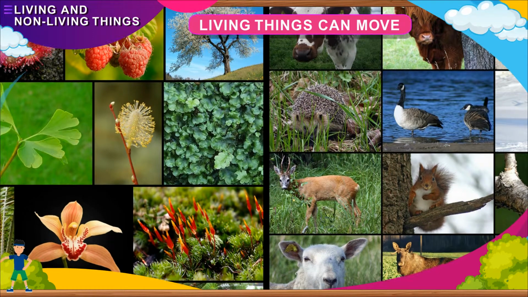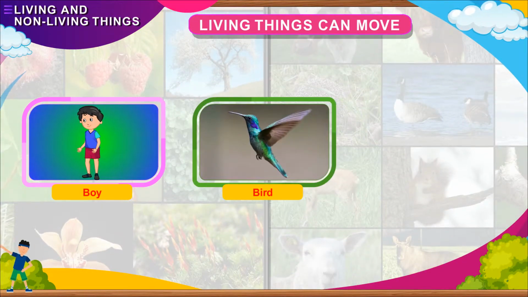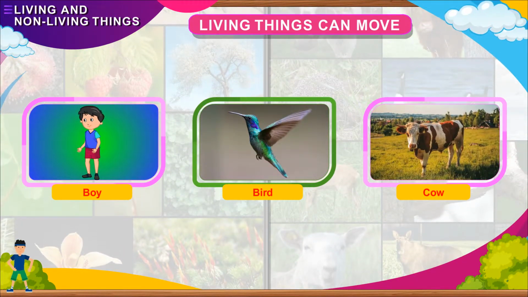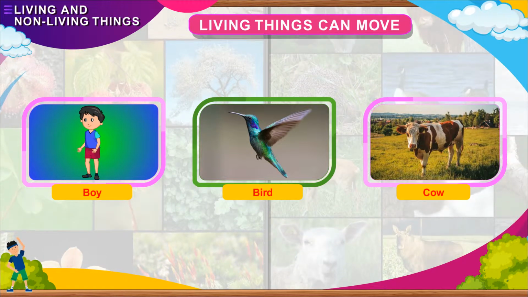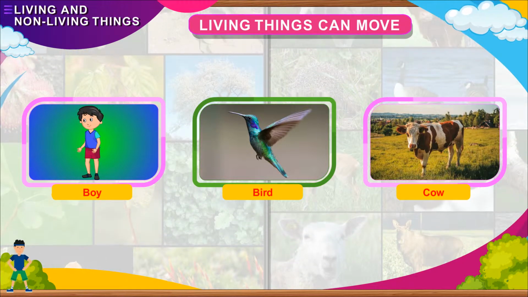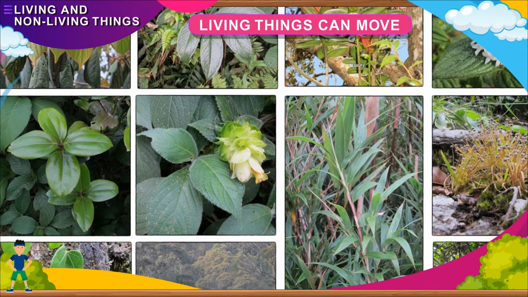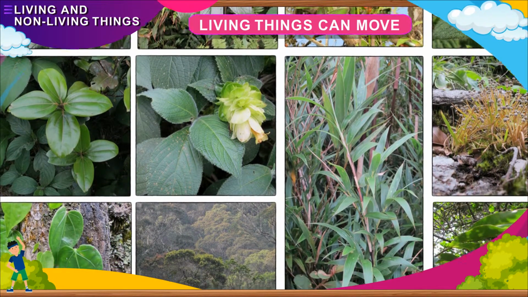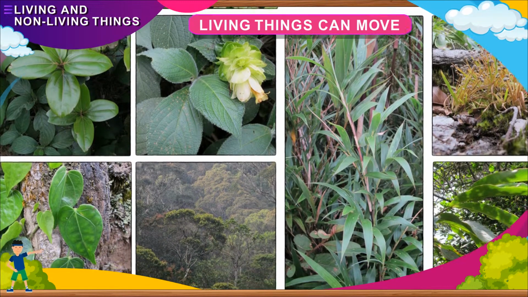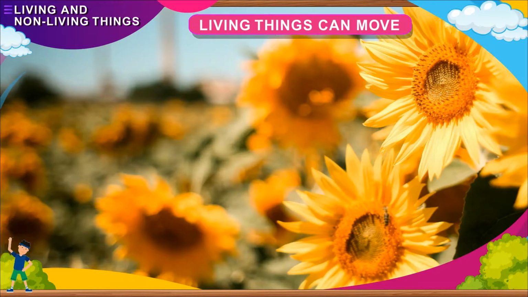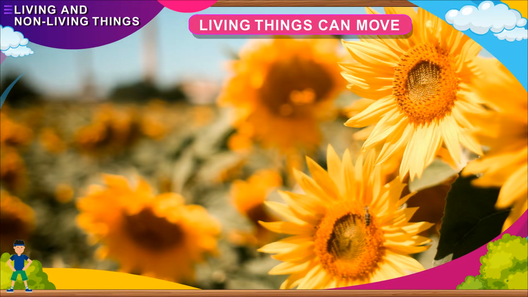Living things can move. The boy, birds, and cows are moving. They are living things. Living things can move on their own. Some plants also show movements. Only some parts of the plant move. It turns its face towards the sun. So, the sunflower shows movement.